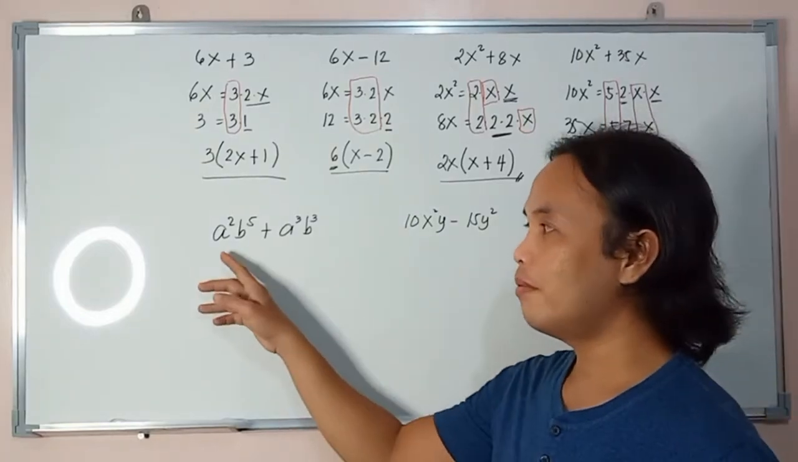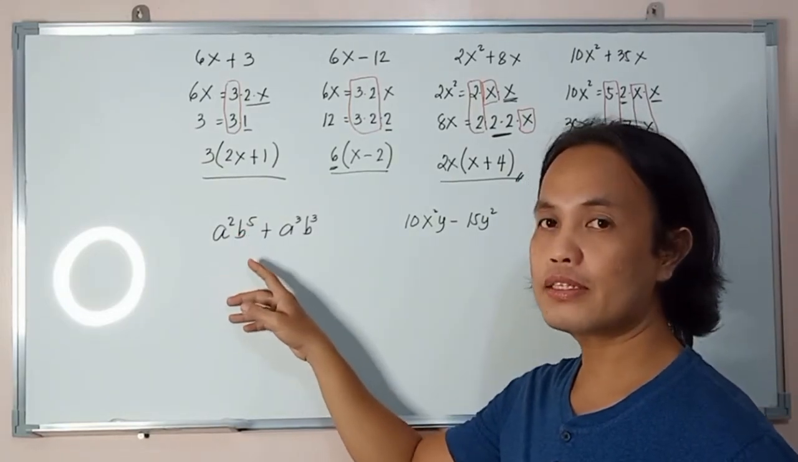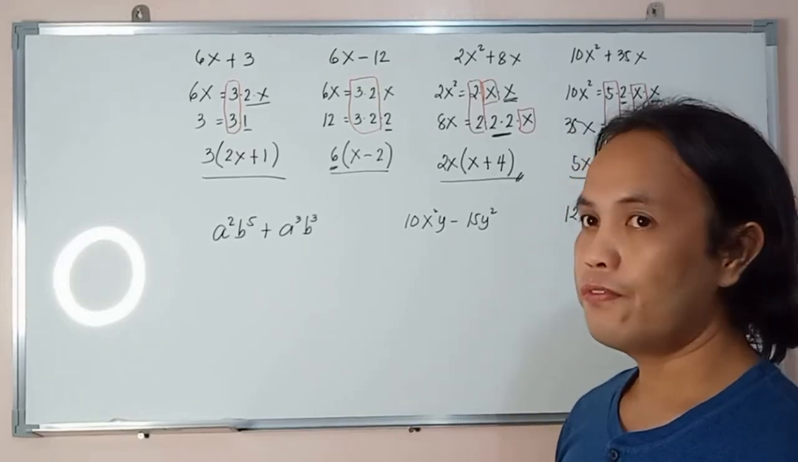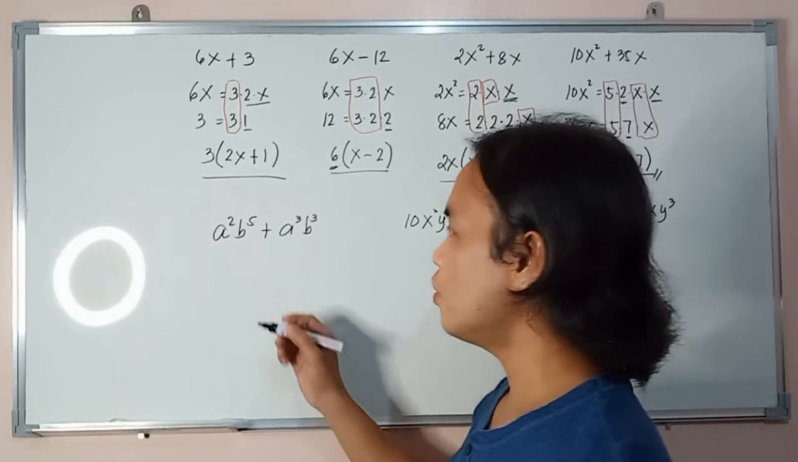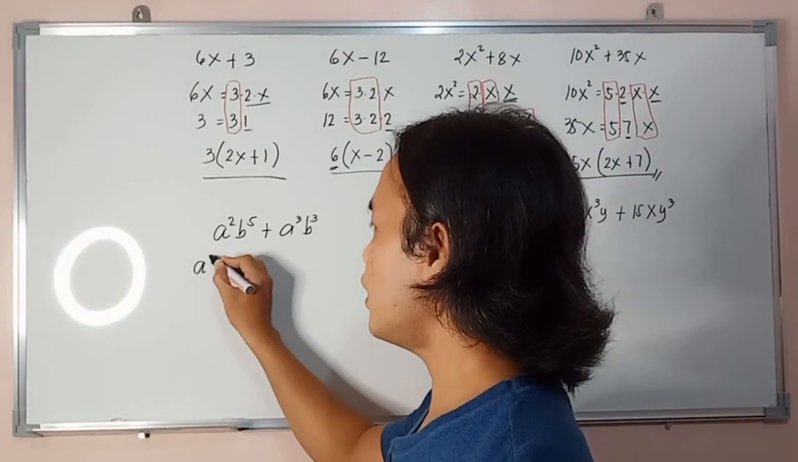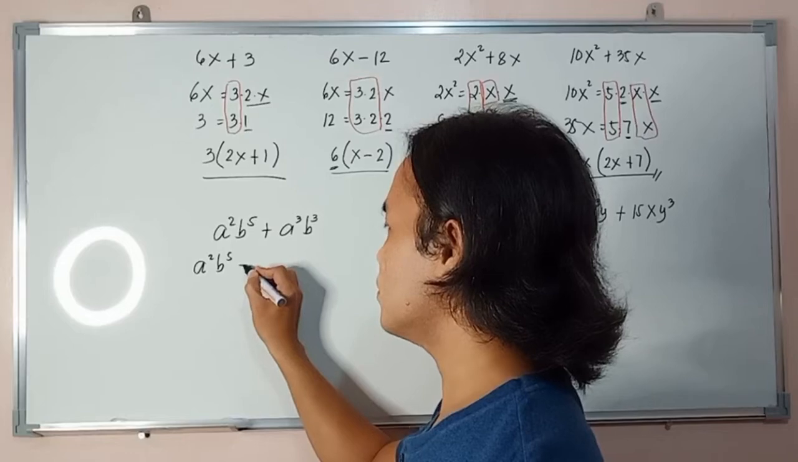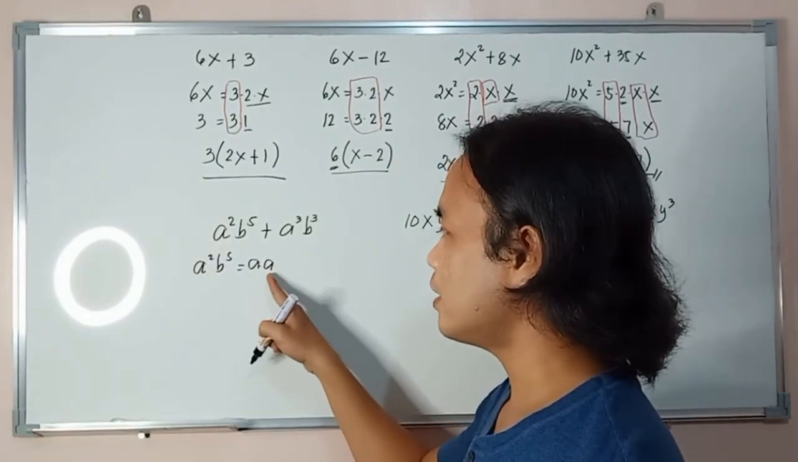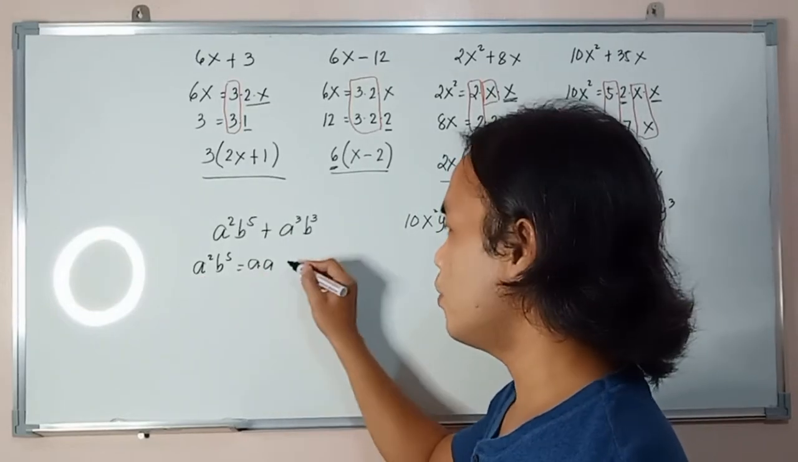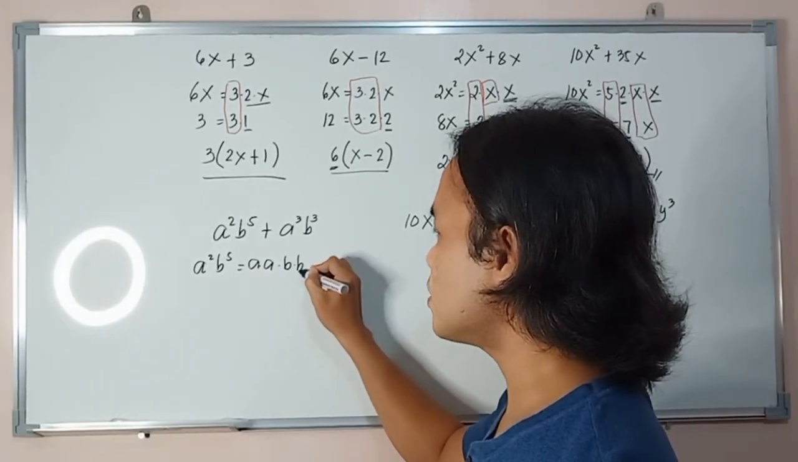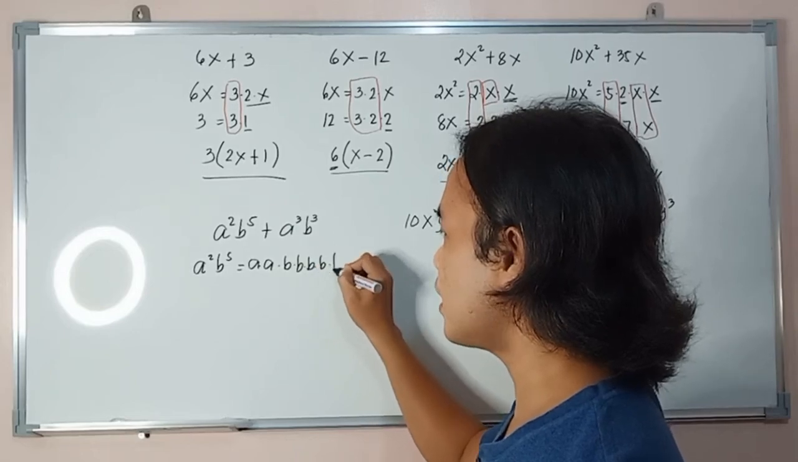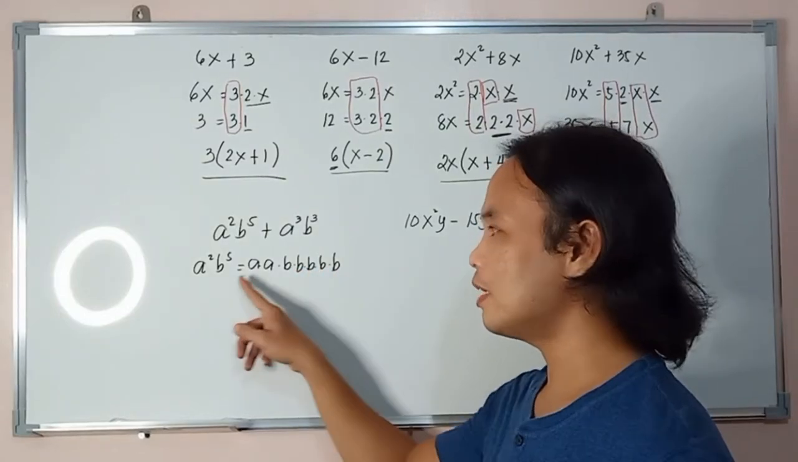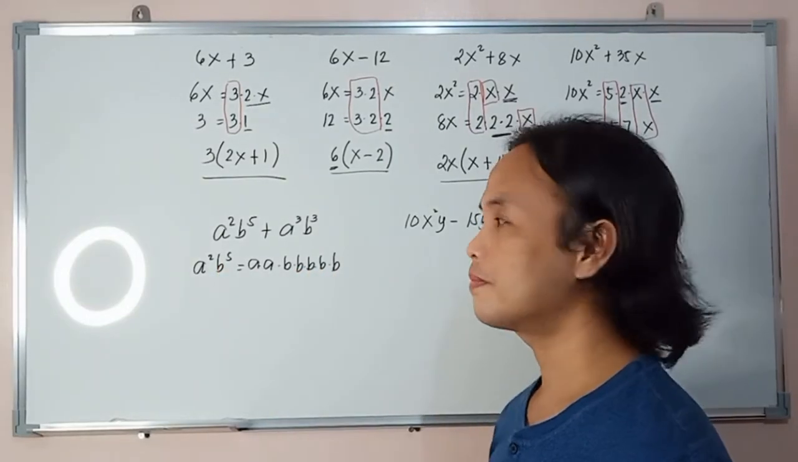Another example, we have a squared b raised to 5 plus a cubed b cubed. Okay, the same. We factor out using prime factorization. Our first term, a squared b raised to 5. So prime factorization, so we can say a times a. A times a, that is a squared. Then we have times b times b times b times b times b. So that is b times b times b times b times b, that gives us b raised to 5.